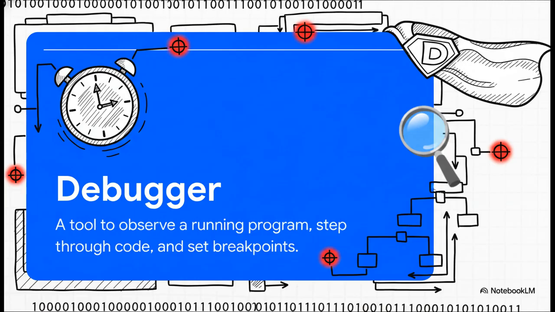Honestly, a debugger is like having a superpower that lets you freeze time. It allows you to observe a program while it's actively running. You can set what are called breakpoints to pause the software at an exact specific moment. And from there, you can step through the code line by line, inspecting the live memory, the registers, and the overall state of the program as it breathes.